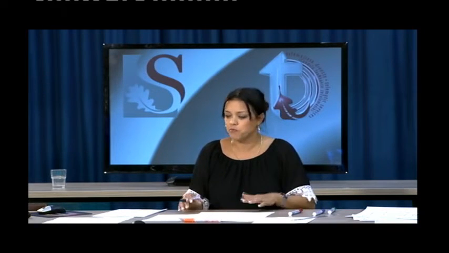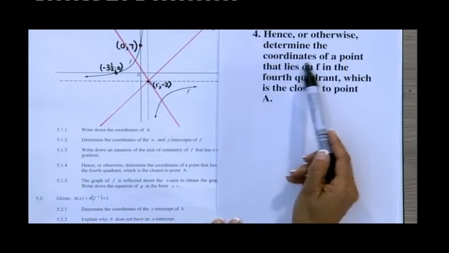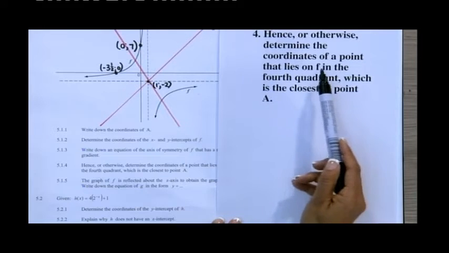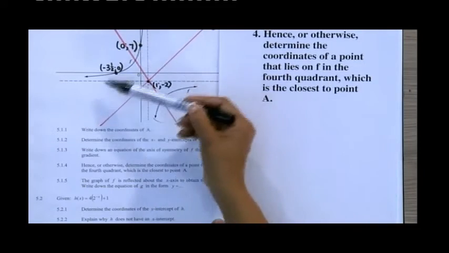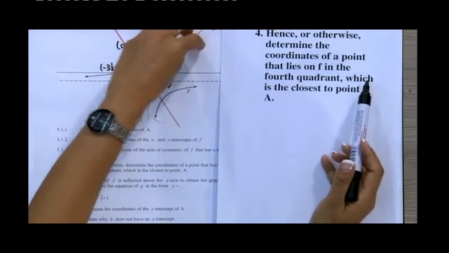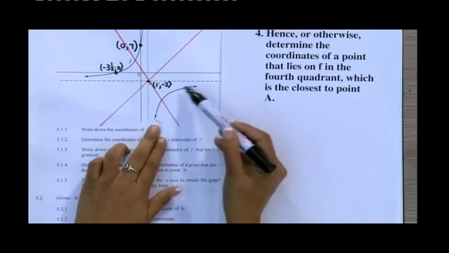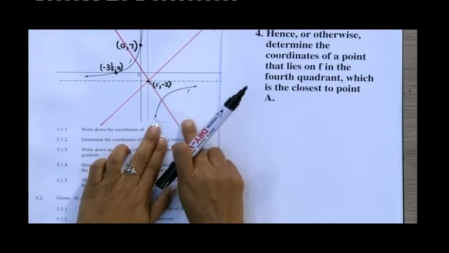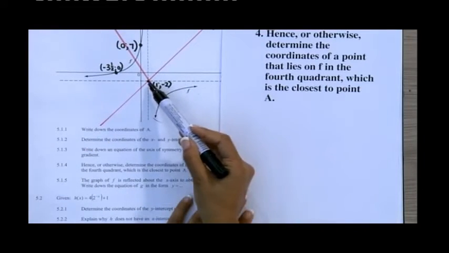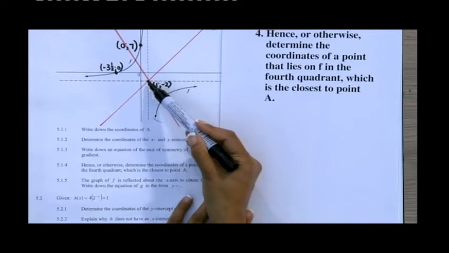I found the following question to be quite an interesting question, and I thought we must do it. And it's a 5-mark question if you look in your paper, and it says, hence or otherwise determine the coordinates of a point that lies on F. So this point has to lie on our graph, that lies on F in the 4th quadrant. So this is quadrant 1, quadrant 2, quadrant 3, and quadrant number 4. So this point has to lie on F. It has to be in the 4th quadrant, which is the closest to point A. So what point here on F will be the closest to point A?